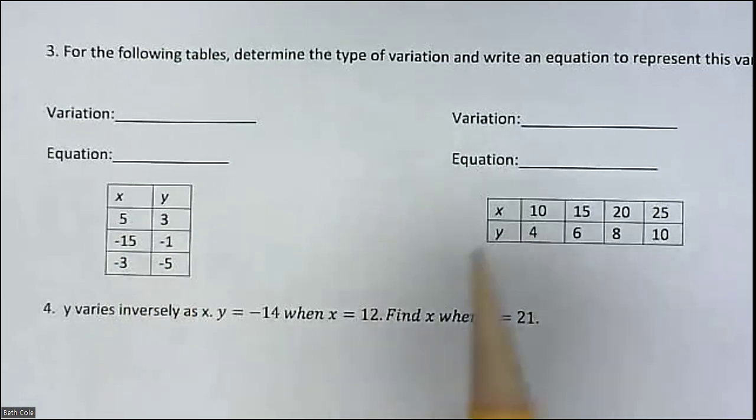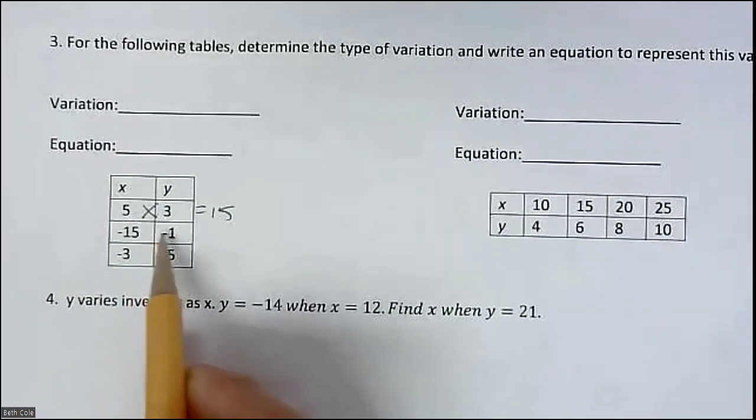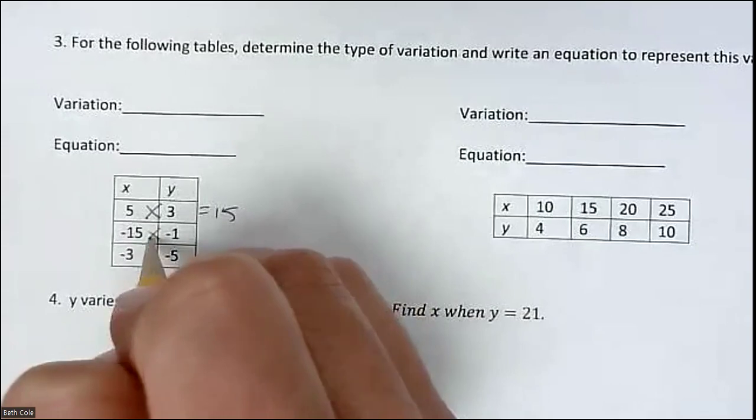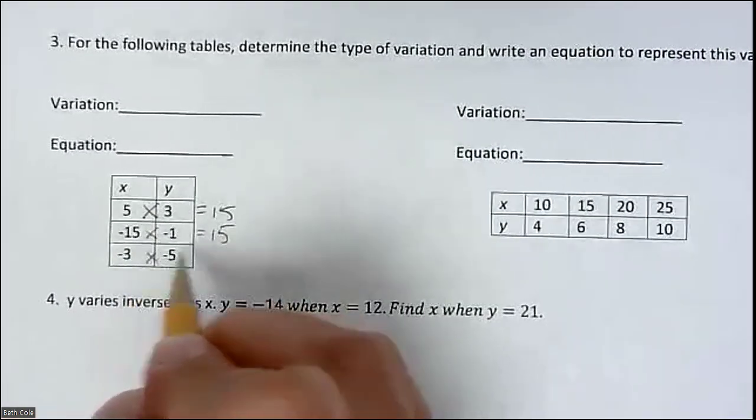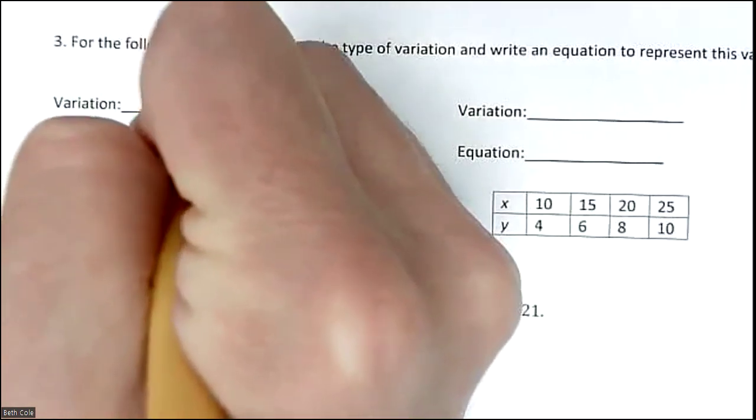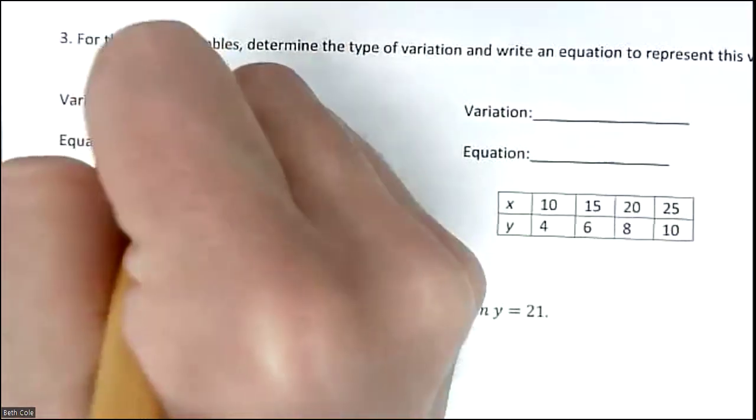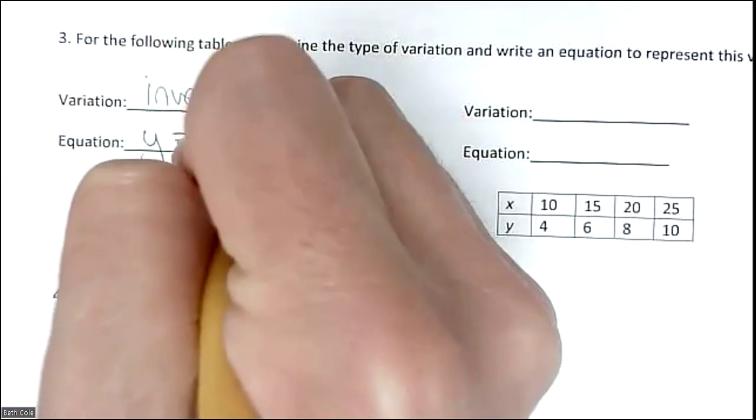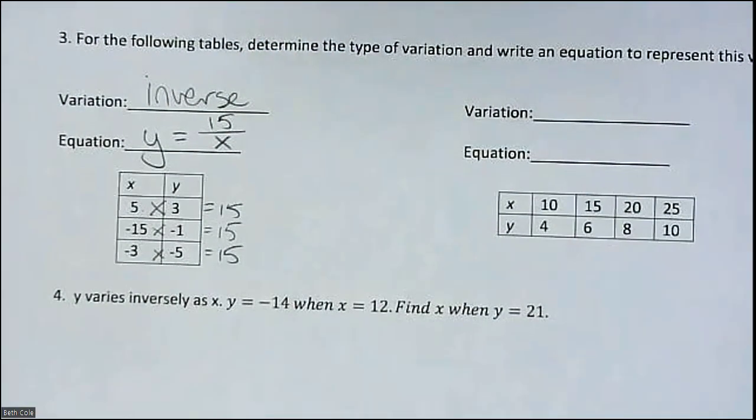Do you see how if you multiply 5 times 3, you're gonna get 15? If you multiply these two, do you also get positive 15? Yes. And how about these two? Yes. So is that direct or inverse when you multiply them like that? It's inverse. And then how would you write the equation? K is 15, so it'll be y equals 15 over x. Good, perfect.